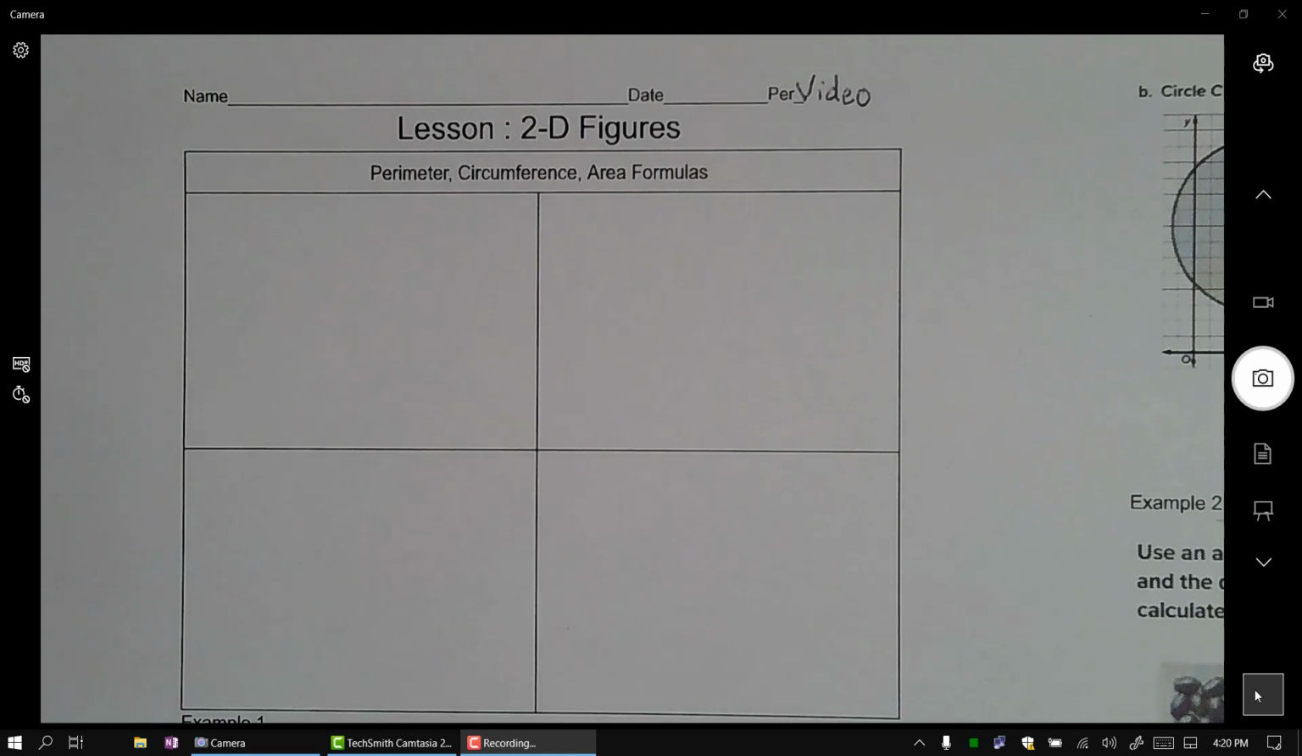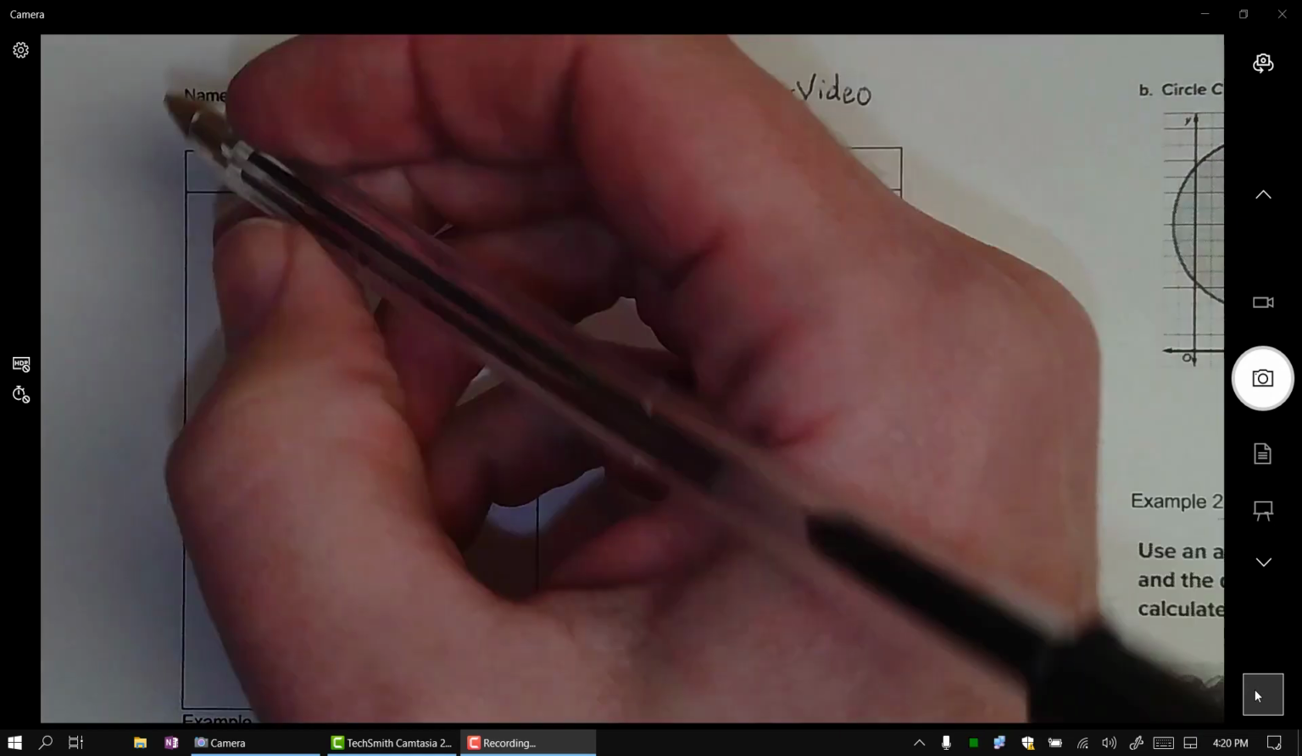Hello everyone. Today we're going to be looking at 2D figures and finding perimeter, circumference, and areas of those figures. So let's take a look at the first one. The first figure we have is a triangle.